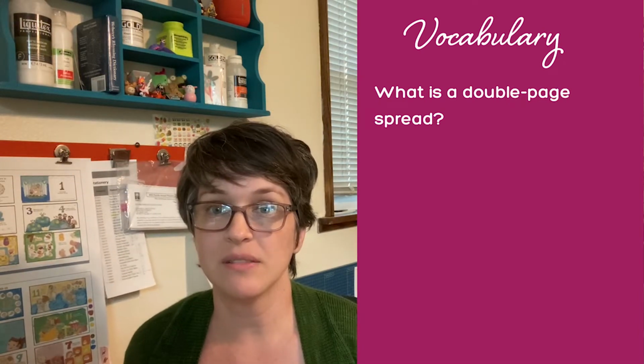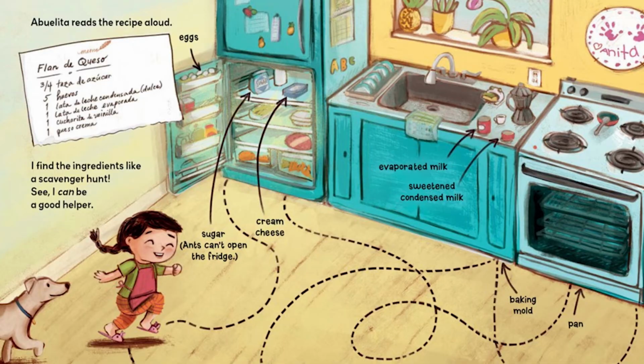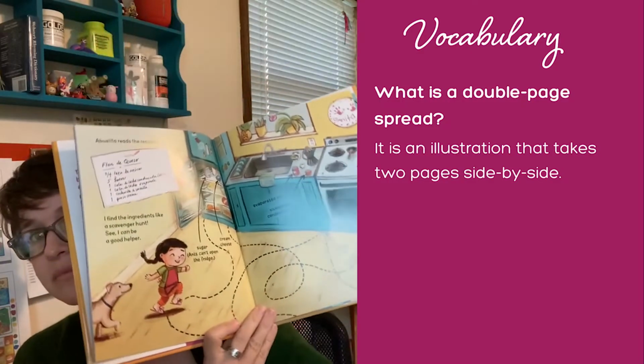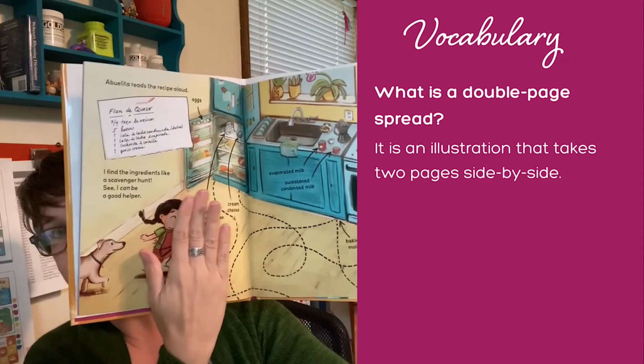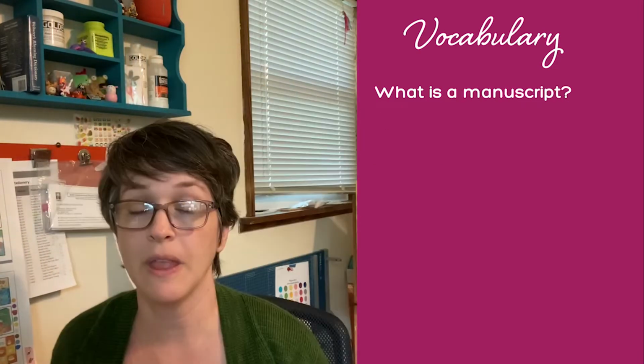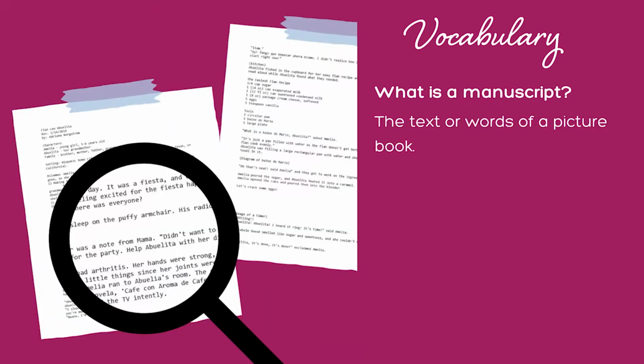What is a double page spread? When you open a book flat, a double page spread is an image that goes across 2 pages, like this one. It is one image, but it uses 2 pages side by side. What is a manuscript? A manuscript is text or words of a picture book.